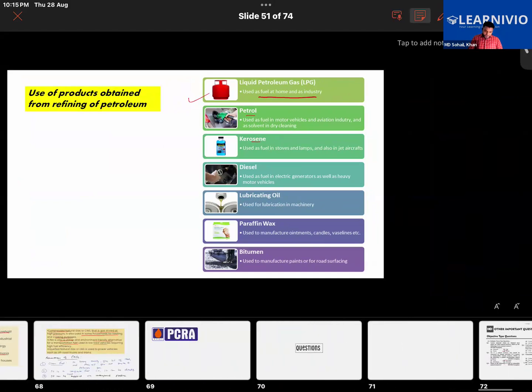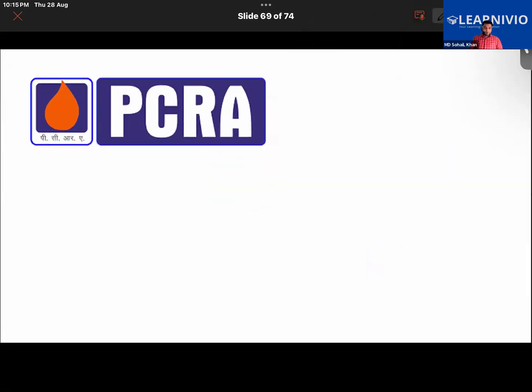What is the full form of PCRA? PCRA stands for Petroleum Conservation Research Association. And what are the guidelines of PCRA? What does PCRA do and what are its guidelines?